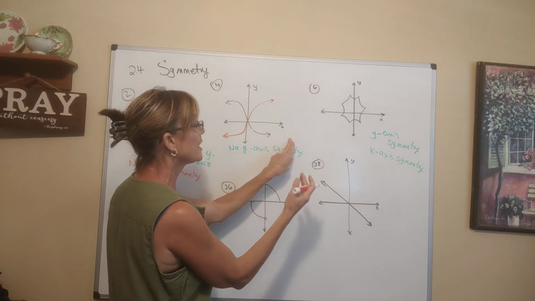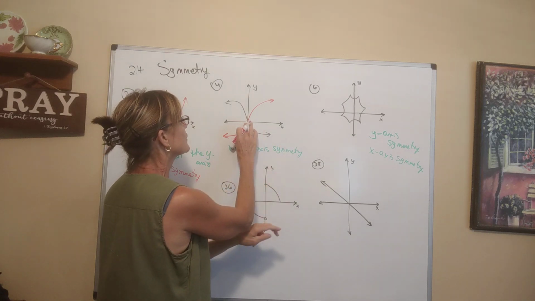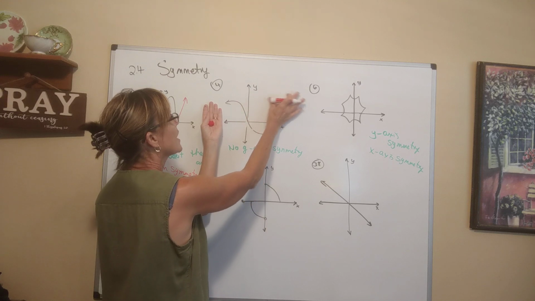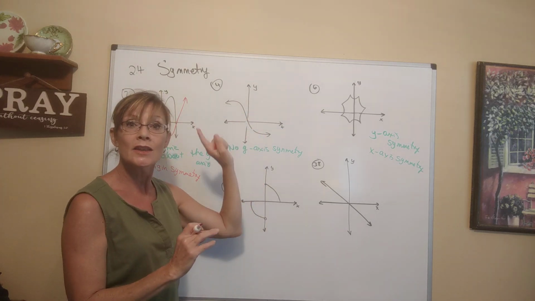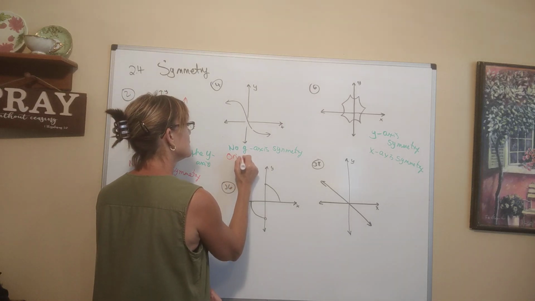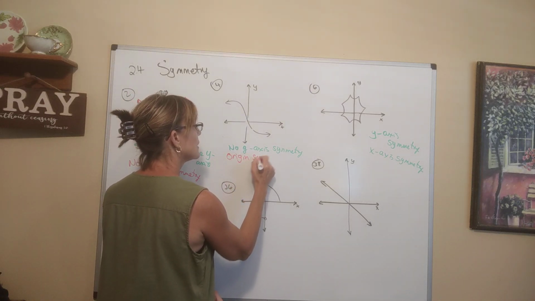This will fold over here, and I see it's going to match right there where that black part is. And this is going to fold over here, and it's going to match where that is. And it did land in the original spot. So this has origin symmetry.